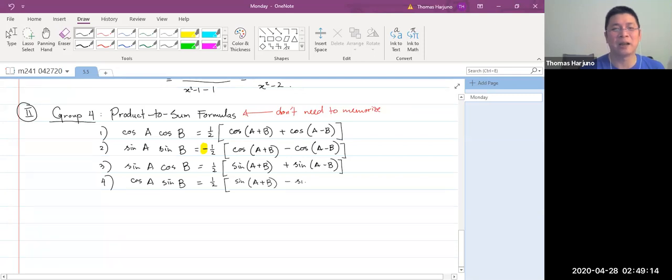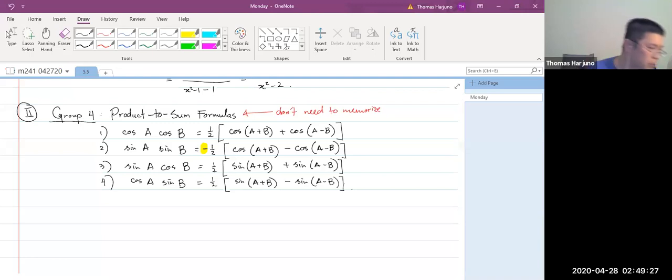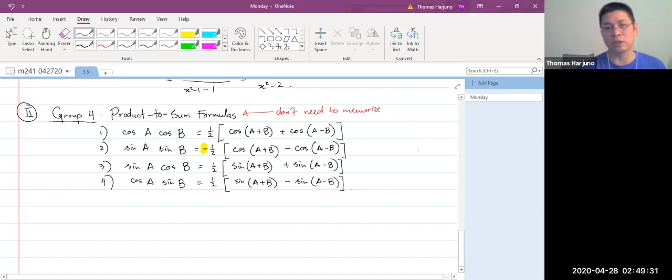Minus sine of difference. Okay, do you need to memorize this? Not until you are in Calc 2. Even in Calc 2, you don't really see a lot of problems regarding this. In pre-calculus, you may see some questions from here though.